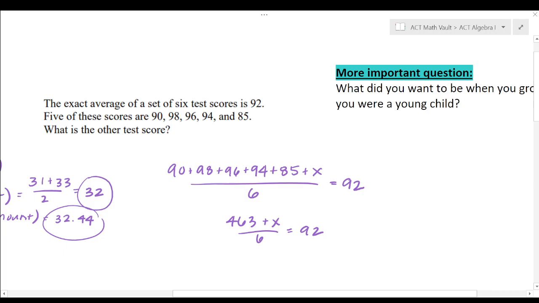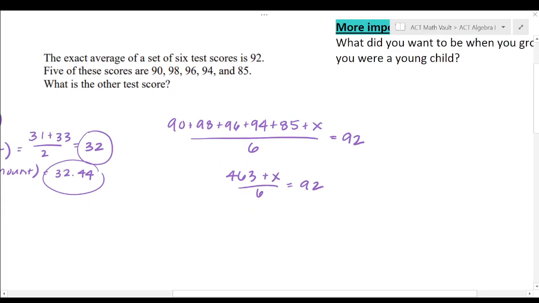We know the 92. We know typically that's the number that you're asked for. But this type of problem I see all the time, because it's too easy to be asked just what's the mean of this data set. This makes you think a little bit more. So what I suggest right here is multiplying by 6 on both sides to try to get X by itself.